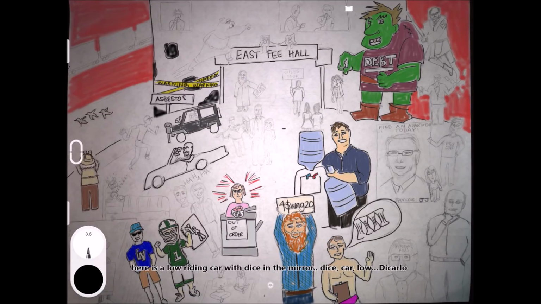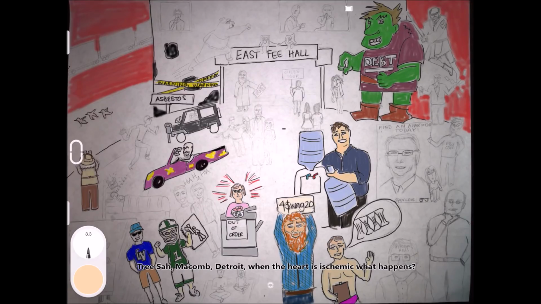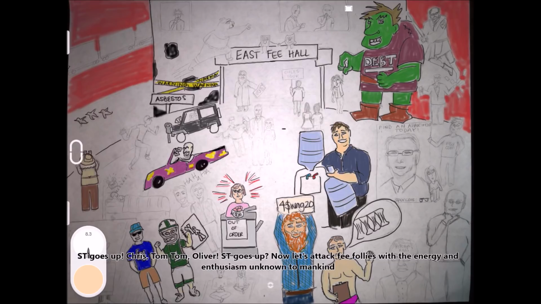Here's a low riding car with dice in the mirror. Dice, car, low, to car low. Teresa from Macomb, Detroit. When the heart is ischemic, what happens? ST goes up. Chris, Tom, Oliver, ST goes up!